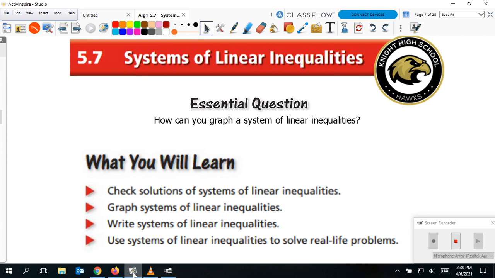Basically we're going to have two lines on one coordinate plane, two shadings on one coordinate plane, and we'll be looking at the solution set being where the shading overlaps. So that's what we'll be checking out today. We'll start with checking some solutions of those linear inequalities, just like we did last time. Then we're going to be graphing the systems. And after that, at the very end, we'll be writing systems of these linear inequalities.